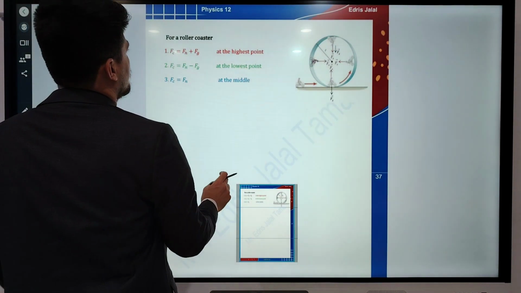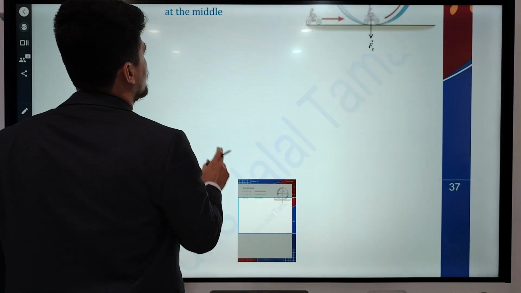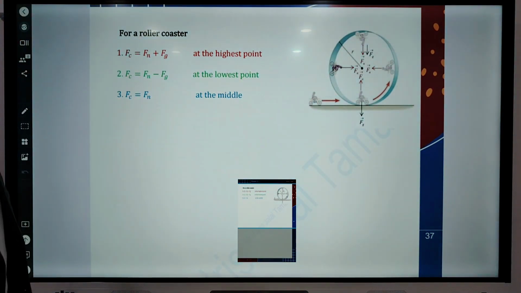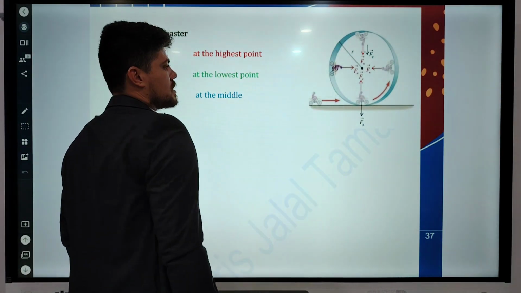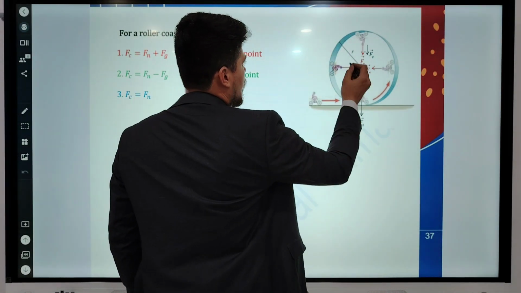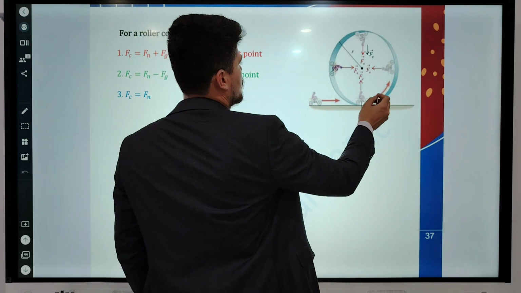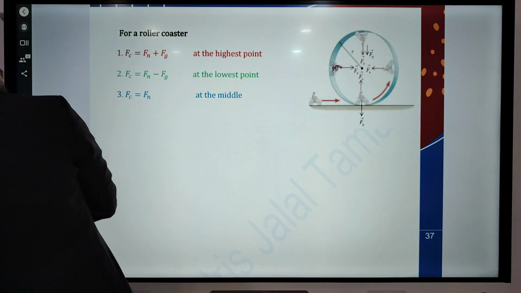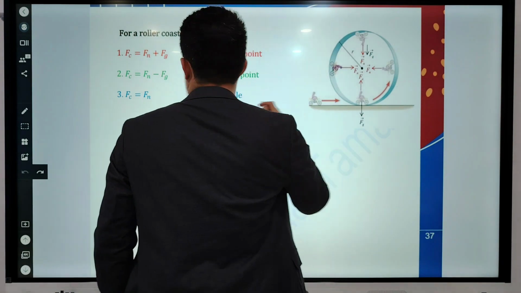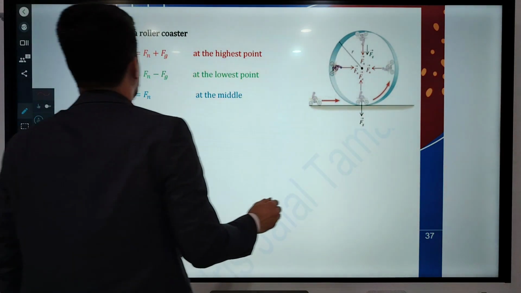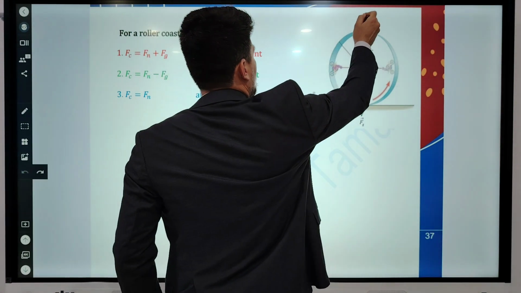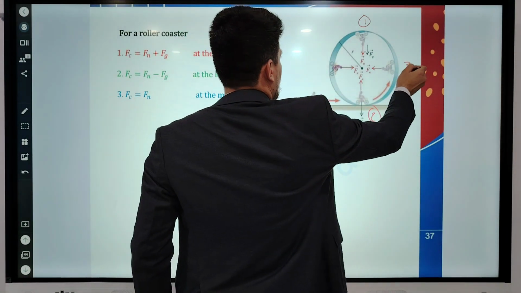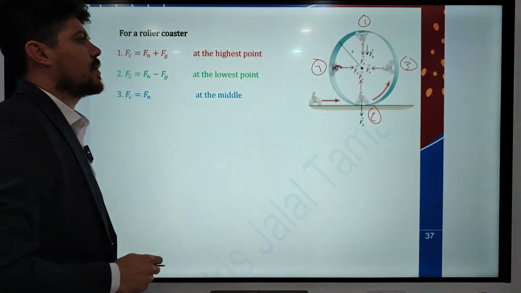But for the roller coaster, the situation is completely different. Be careful. In a roller coaster, for example, when the cart is moving in this direction, how many points do we have? We have 4 points. This is number 1, at the highest point. At the lowest point, this is number 2. At the middle, this is number 3. Both sides are the same.